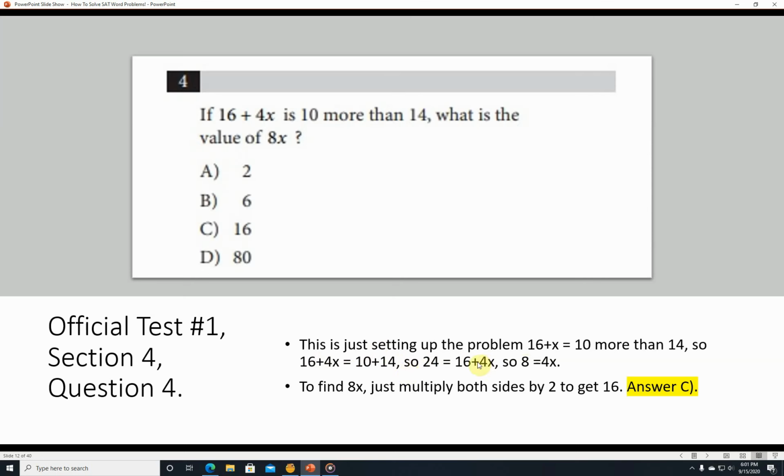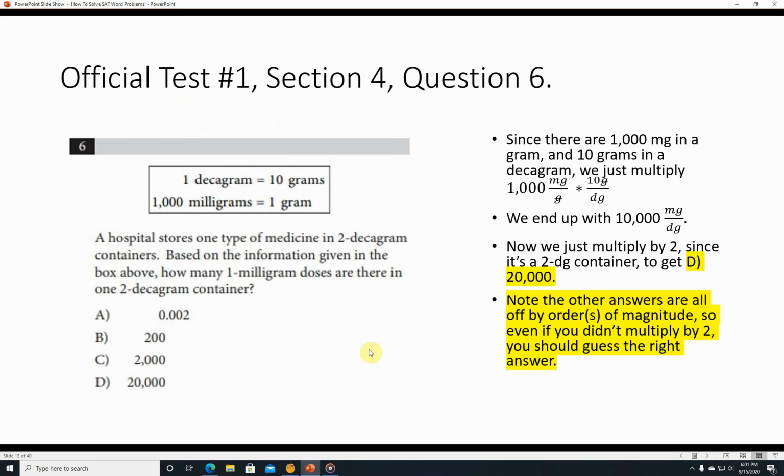So then we just subtract 16 from each side, so we get 8 equals 4x. To find 8x, we have to just multiply 4x times 2, so we multiply both sides by 2, and we quickly see that 8x is equal to 16, which is answer C. Official test number 1, section 4, question 6.